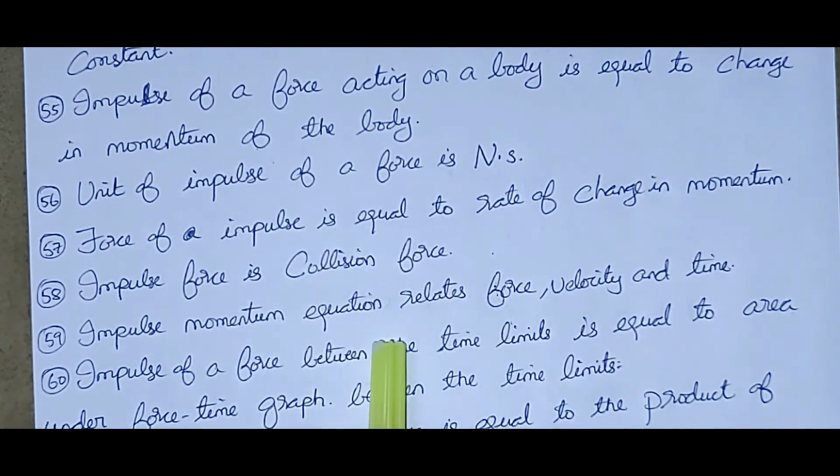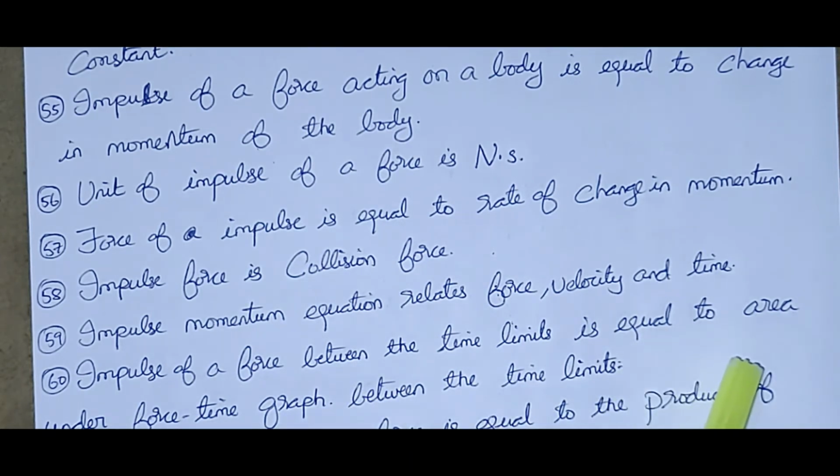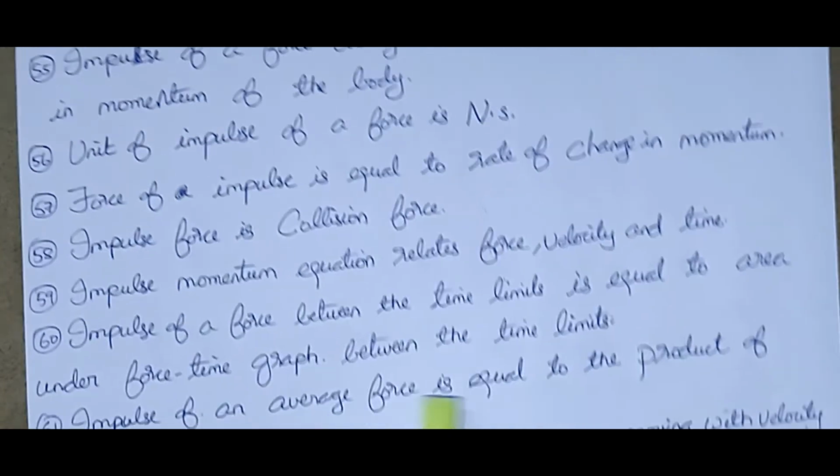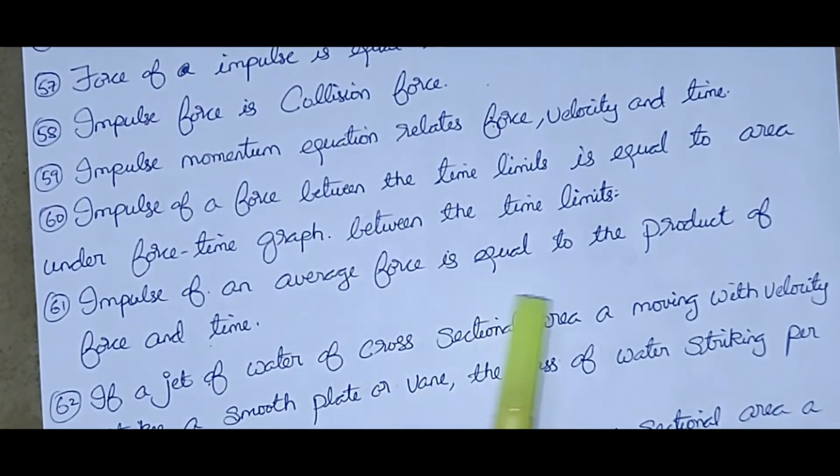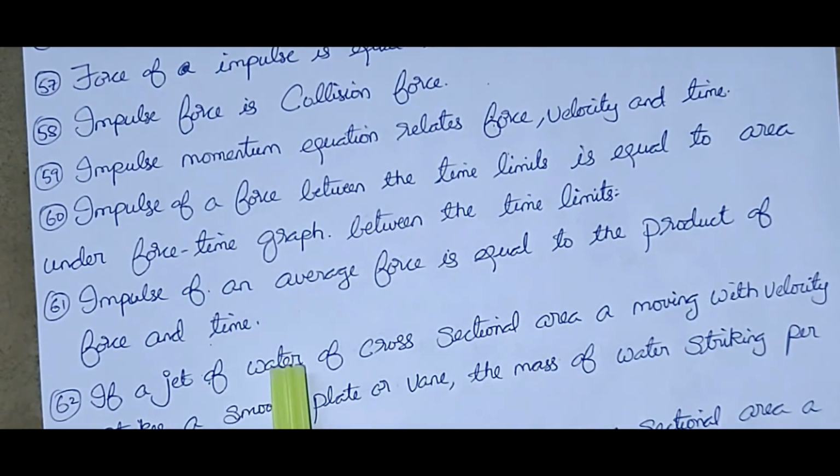The impulse-momentum equation relates force, velocity and time. The impulse of a force between the time limits is equal to the area under the force-time graph between the time limits. The impulse of an average force is equal to the product of force and time.